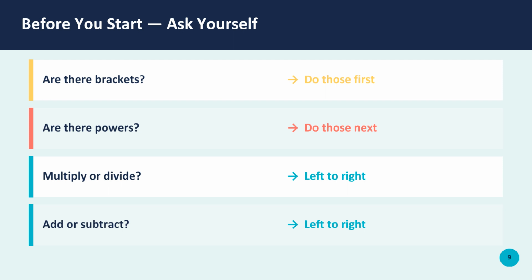Are there brackets? Do those first. Are there powers? Do those next. Then multiply or divide, left to right. Then add or subtract, left to right.